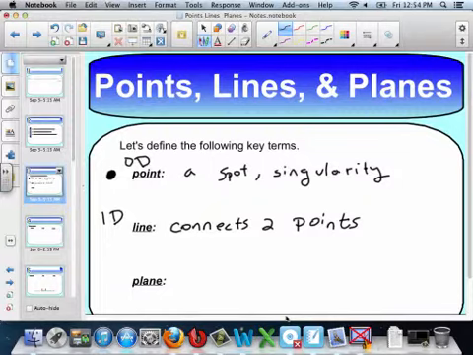How many points make up a line? A line's never ending. So what's the minimum number of points you need to make a line? 2. So how many points make up a line? Two or more.